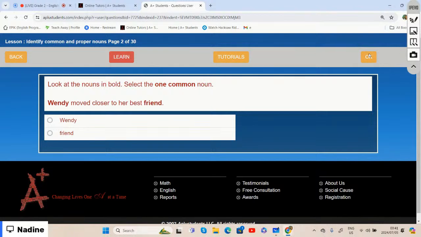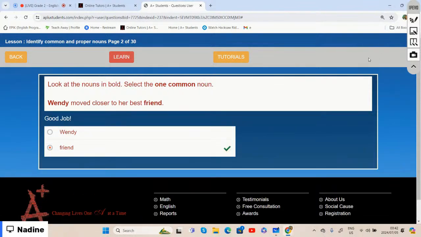The common noun, something general. All right, and if we were to select the common noun, then it is friend. It is general. It's not making mention of the name of your friend. It can be any friend, general, any friend. And remember, we said common nouns do not start with a capital letter. So friend is our common noun. So well done.